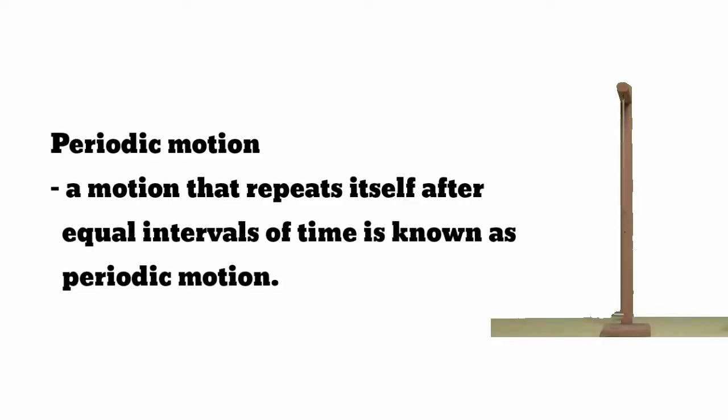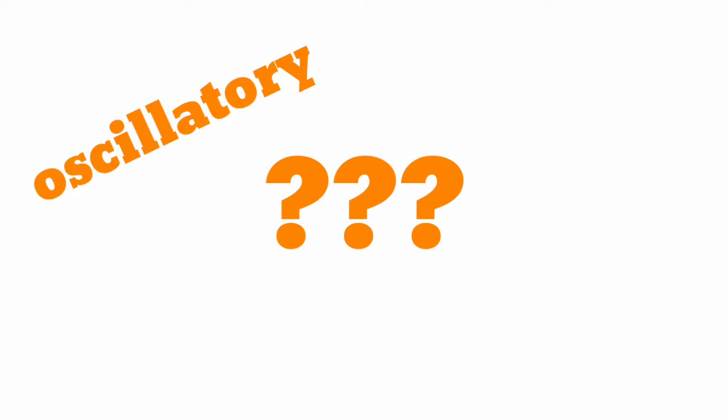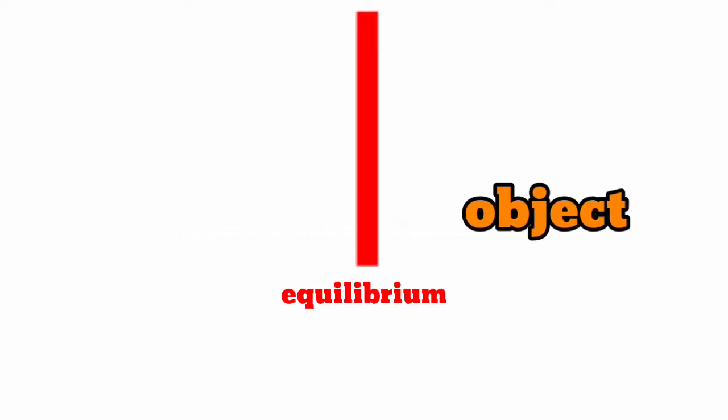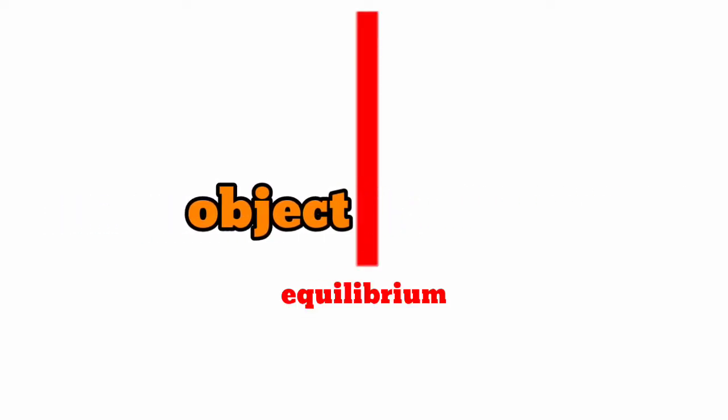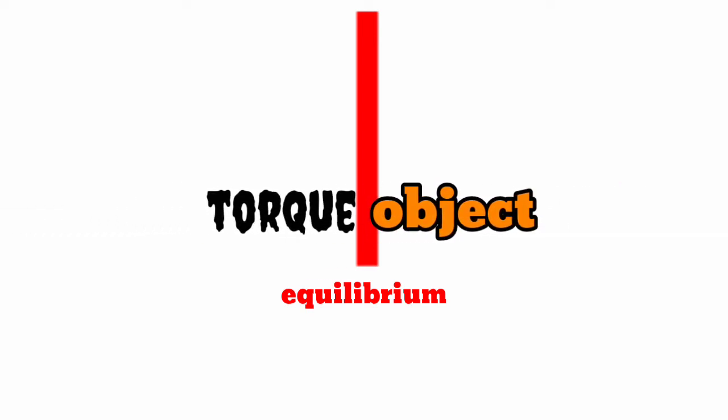Before we start, we should know what periodic motion really is. A motion that repeats itself after equal intervals of time is known as periodic motion. For better understanding, a periodic motion can also be represented using oscillatory motion. What is oscillatory motion? An object that oscillates about an equilibrium position due to restoring force or torque is said to be in an oscillatory motion.